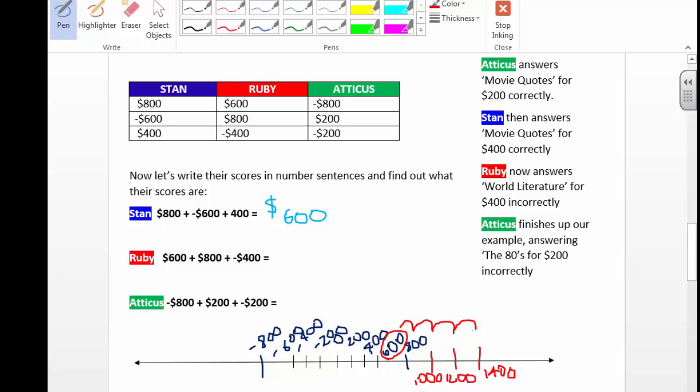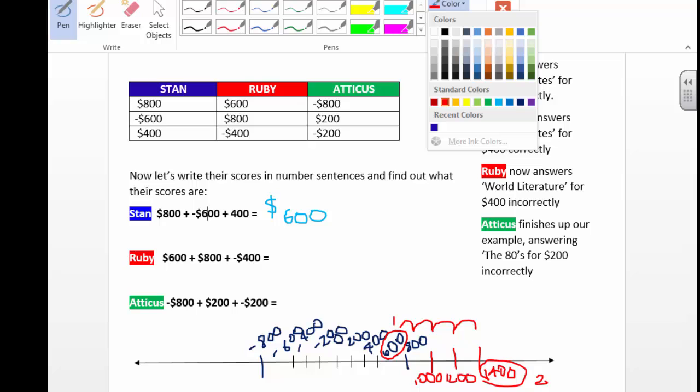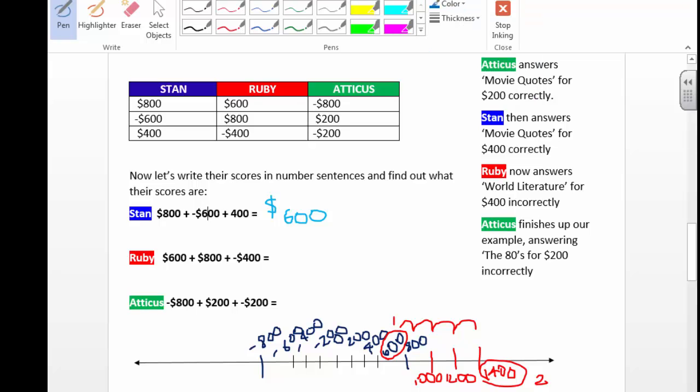So this is our second landing place. This is where we started at 600. She added 800. Now, Ruby's last question she got incorrect, and so we need to deduct 400. Now remember, when we do negative numbers, we're going to move to the left. So we start here at 14, and we're going to go 2, 4. So that means that Ruby's score right now is $1,000. Way to go, Ruby.